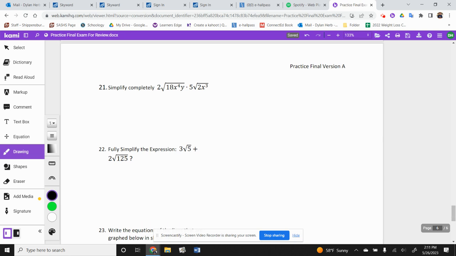All square roots, multiplying square roots. We take the numbers that are in the front, we multiply them together. So 2 times 5 is 10. And then we take everything under the square root and we multiply it all together. So we have 18. I'll just put the 18 and the 2 up front. So we have an 18 here, a 2 here. We have x to the 4th. We have x to the 3rd. And we have a y. So all I did was take everything that was under the square root and just smush it under one big square root. And now we got a lot of simplifying to do.